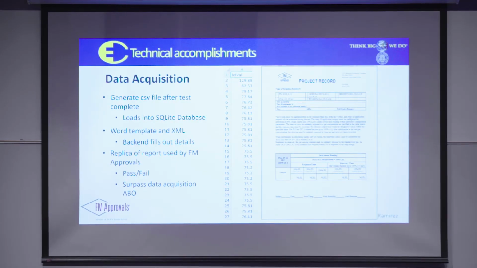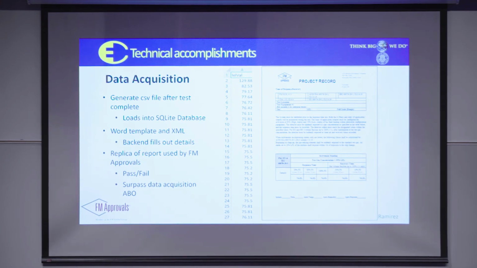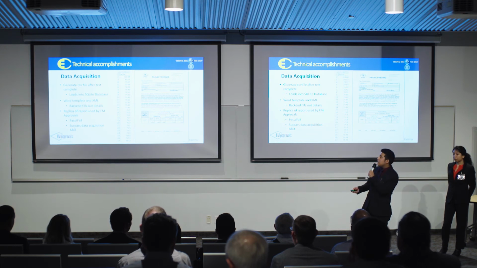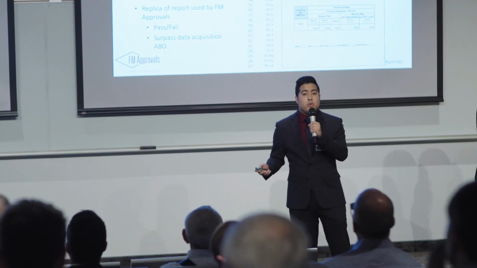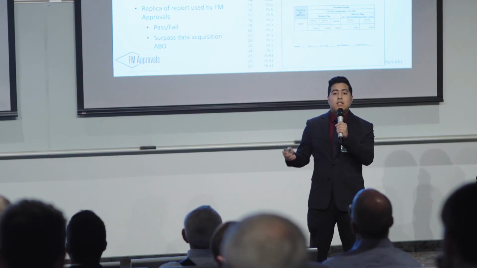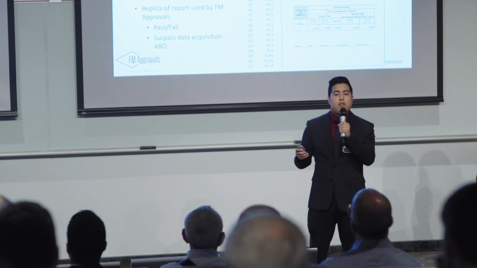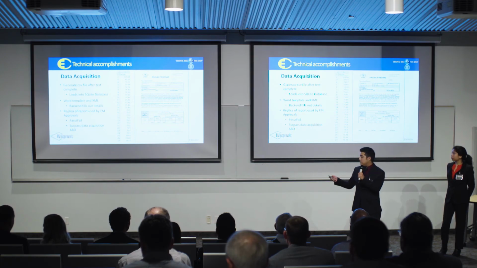So to begin with this, we created a Word template that is a replica of a report used by FM Approvals that indicates whether the test has passed or failed. What we intend on doing is using the backend to fill out the details, such as the information we entered in the beginning of the test and the information we gathered with the LEL percentages shown here. If we are successful in doing this, we will surpass the data acquisition mentioned in our current anticipated best outcome.